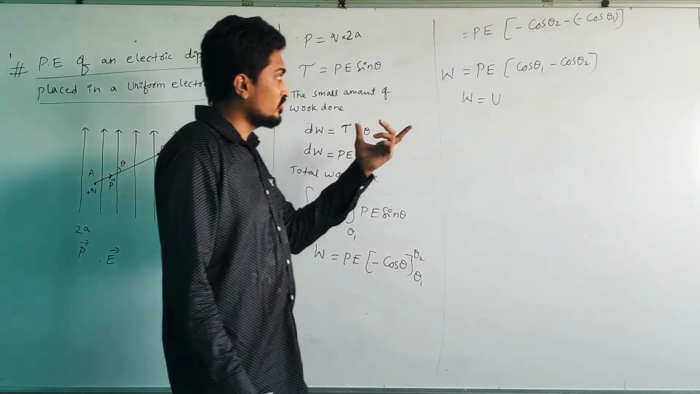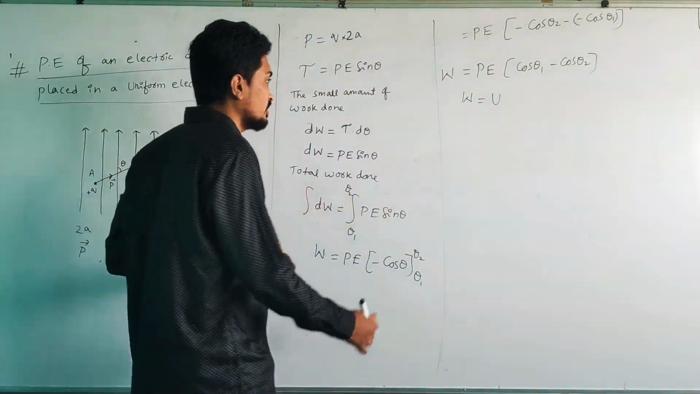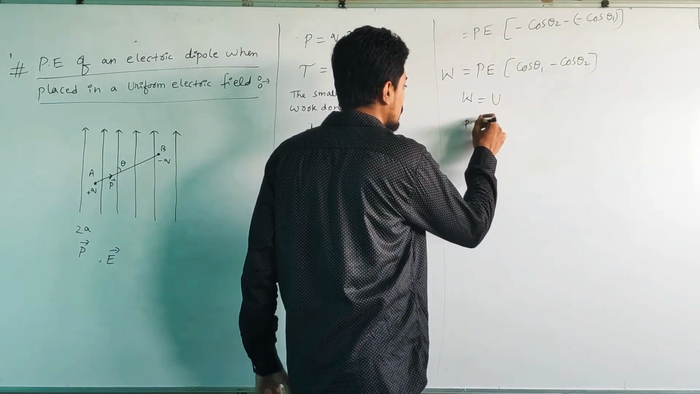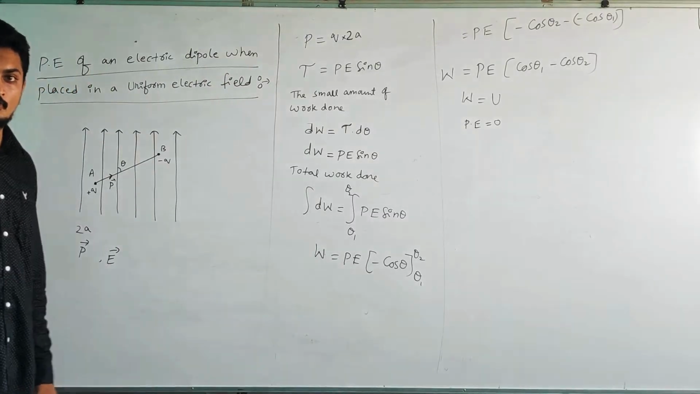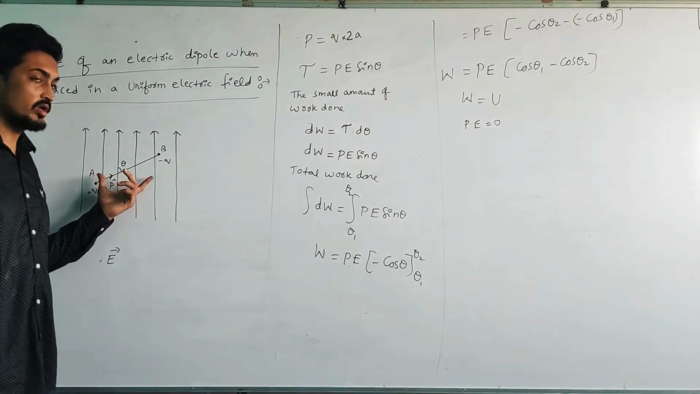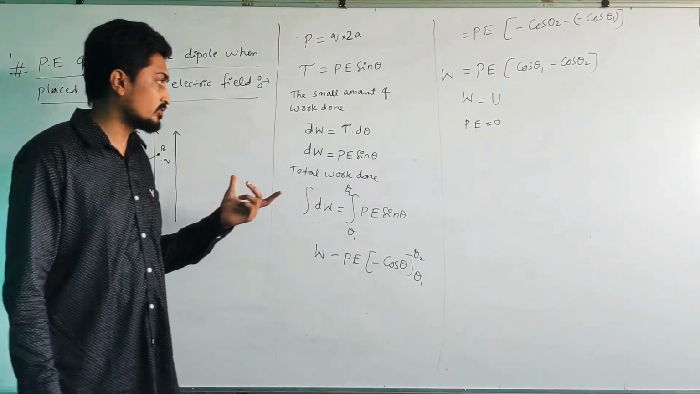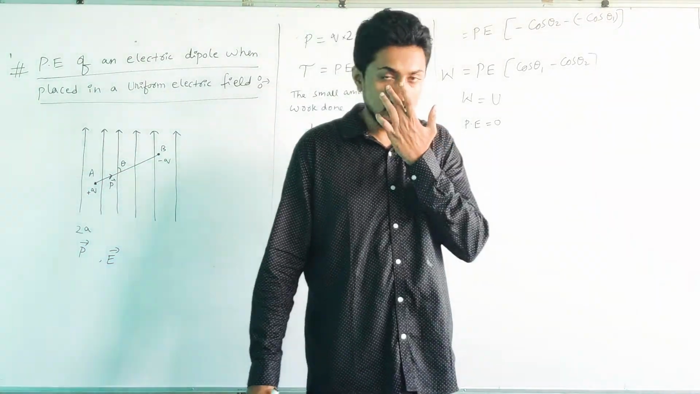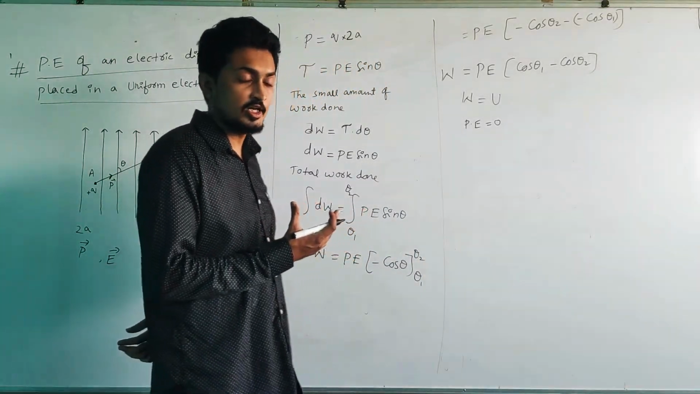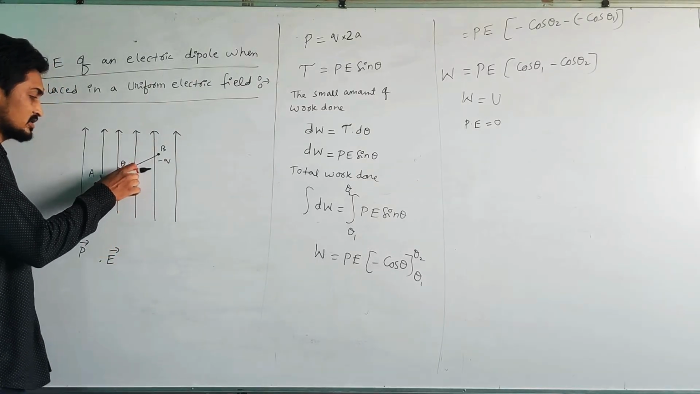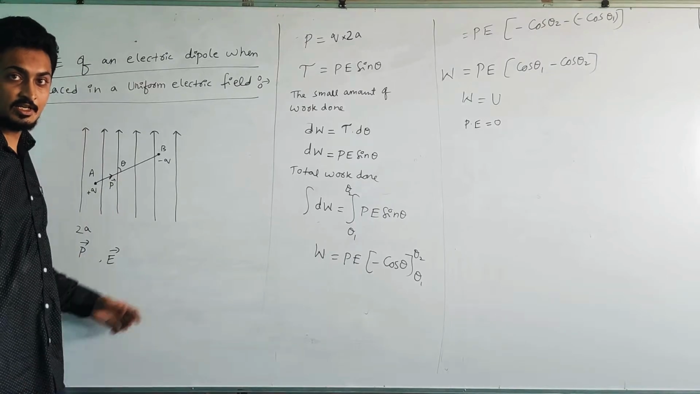So we have to find the value of theta 1 and theta 2. We know that potential energy is equal to 0 at the perpendicular position. When the dipole and electric field are perpendicular to each other, the potential energy is 0. So this means that at the perpendicular position of the dipole, the work starts from there.